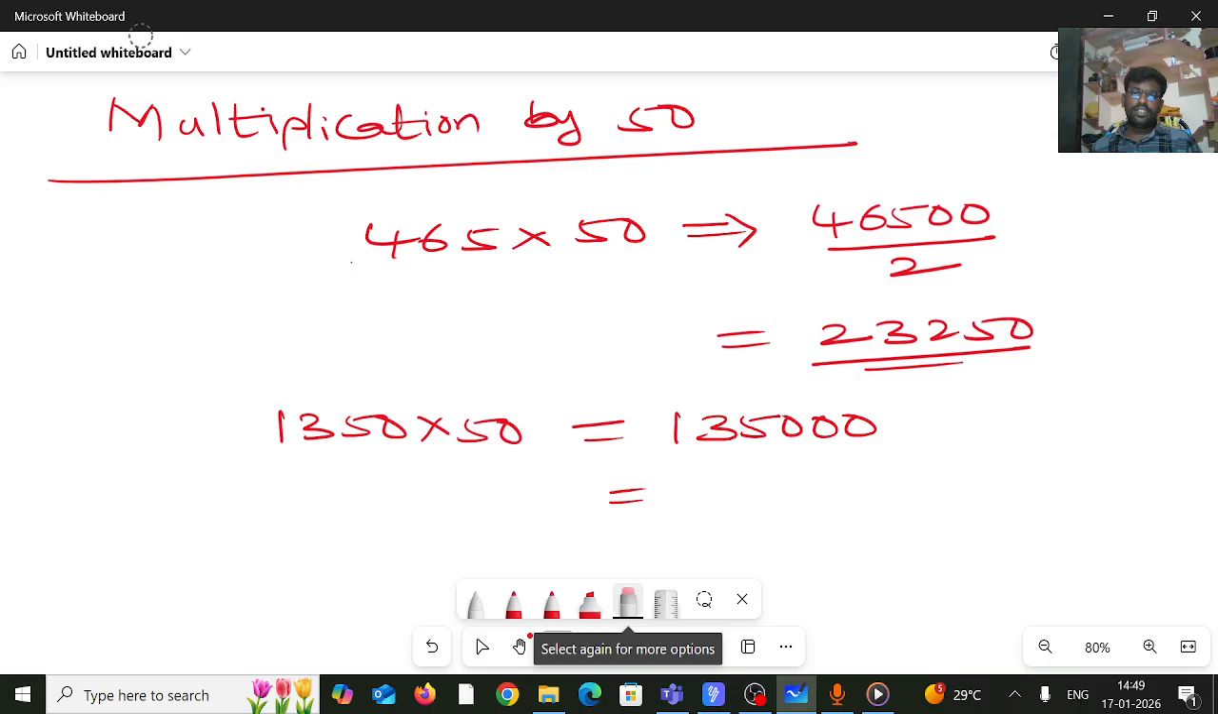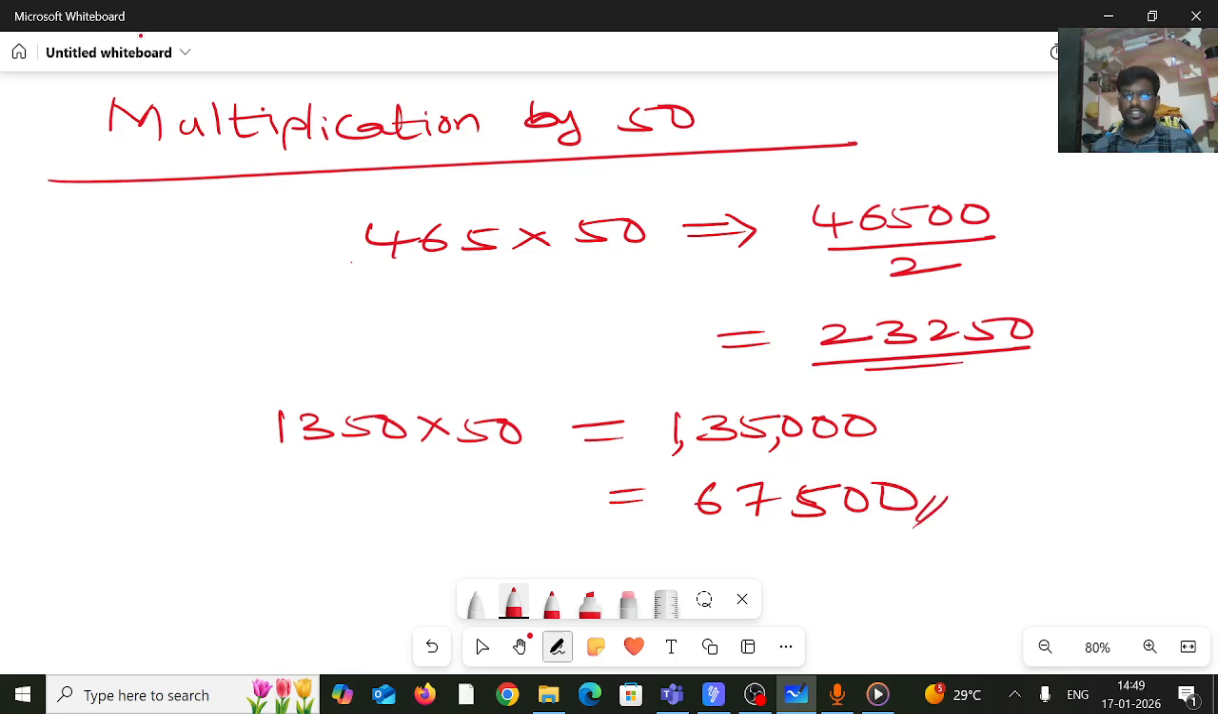Sorry, wait. Look at here. 1,35,000 half. 67,500. Same thing as usual, right? 67, 130 half is 65, 5 half is 2.5, so 67,500. Clear, right? You can go for this method, and I will go with another example.